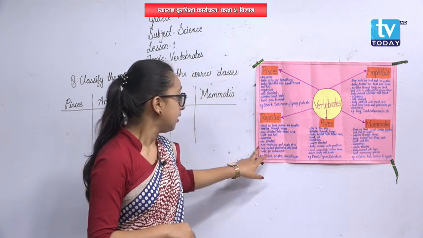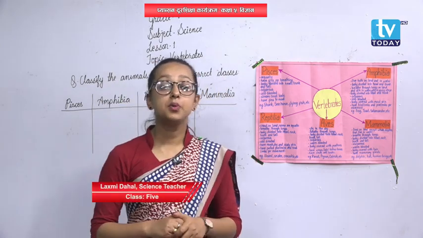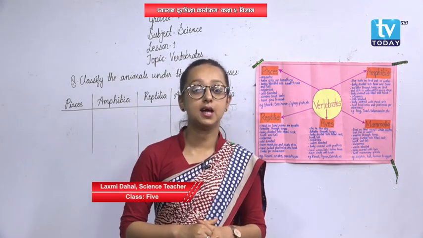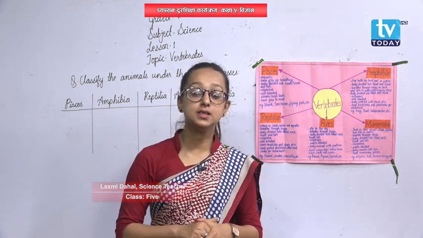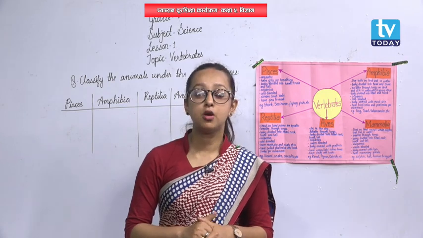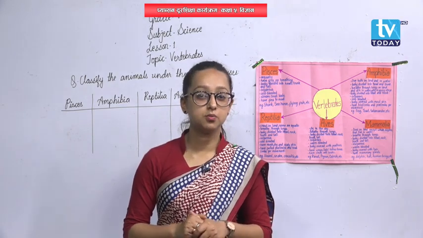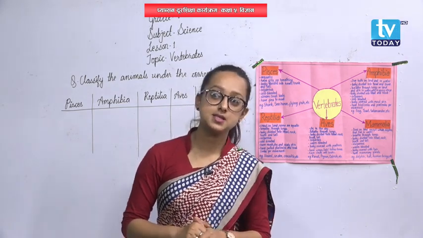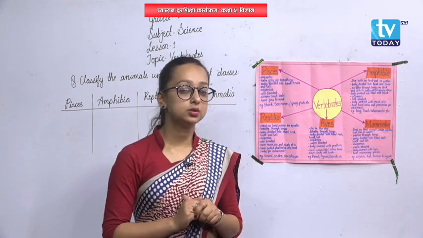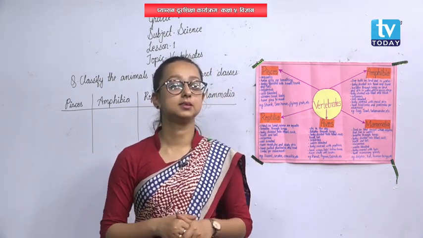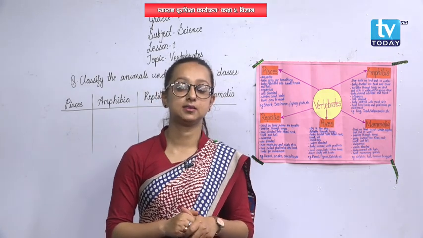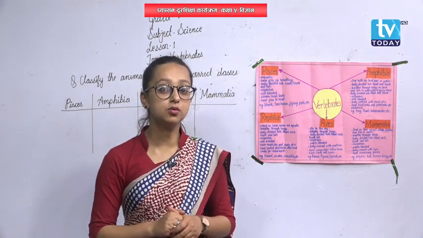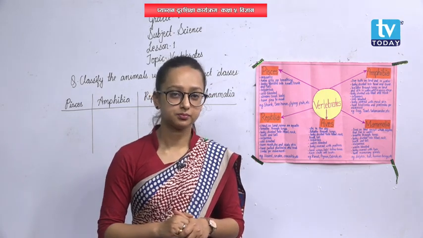Similarly, they have paired forelimbs and hind limbs for movement. The animals of this group also have forelimbs and hind limbs for movement. In the similar way, they are also oviparous animals. They give birth by laying eggs. Reptiles also lay eggs.